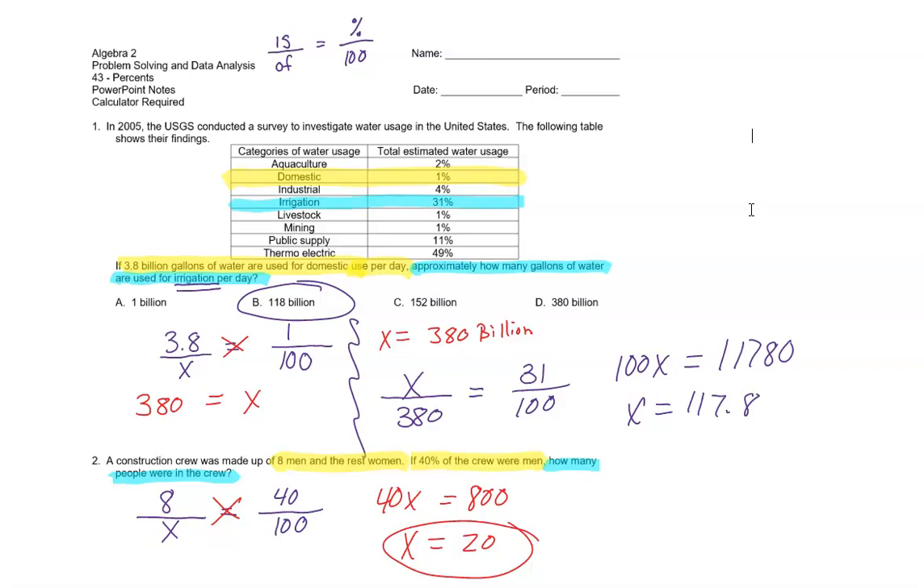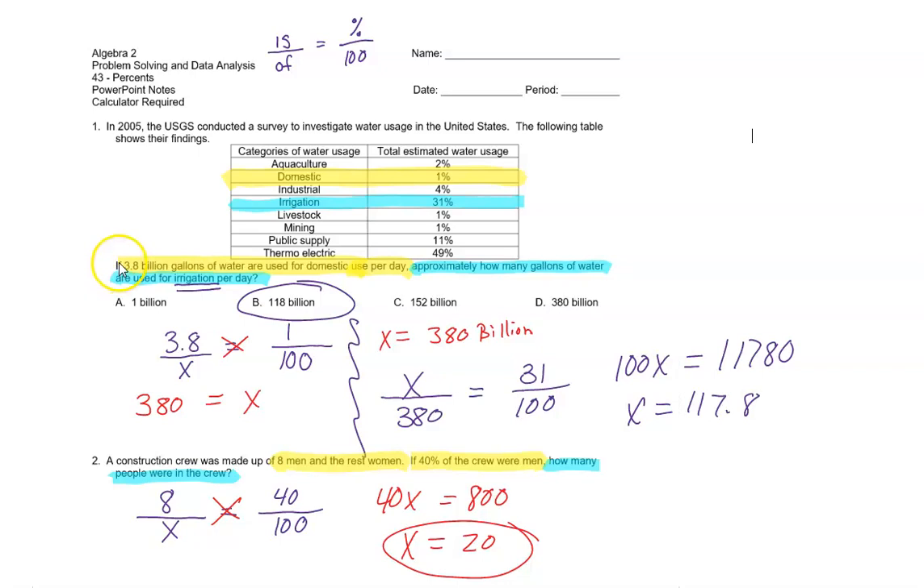So if you take a look at this first one, number 1. In 2005, the USGS conducted a survey to investigate water usage in the United States. The following table shows their findings. So you can see a big list, categories of water usage. It's agricultural, domestic, industrial, irrigation, livestock, mining, public supply, thermoelectric, and the percentages. Now, if you add up all these percentages, it's going to equal 100% because that represents all the water we use in one day.